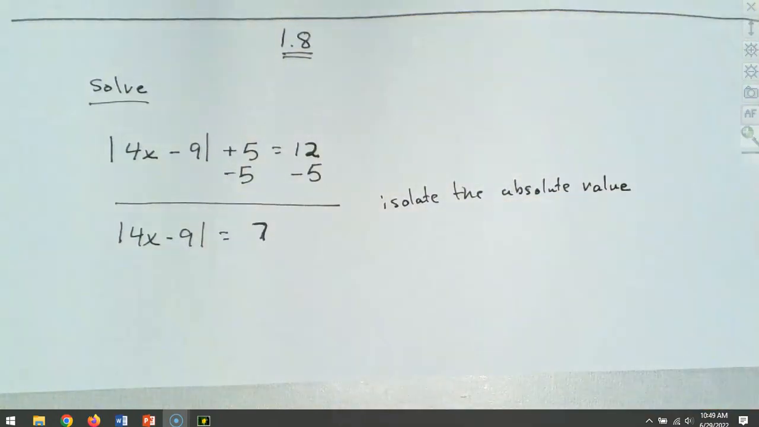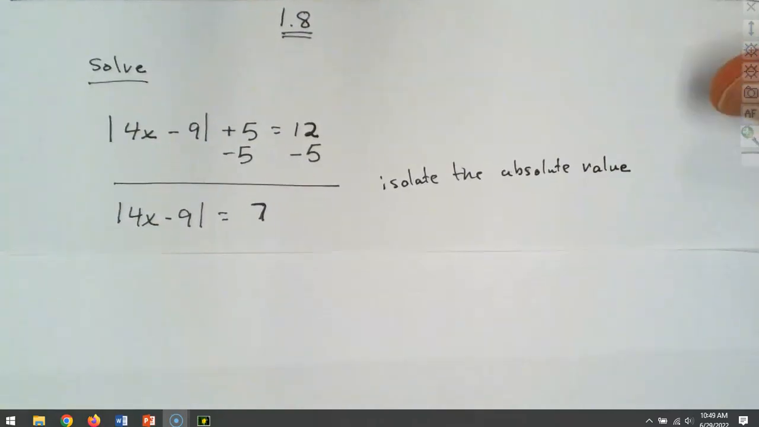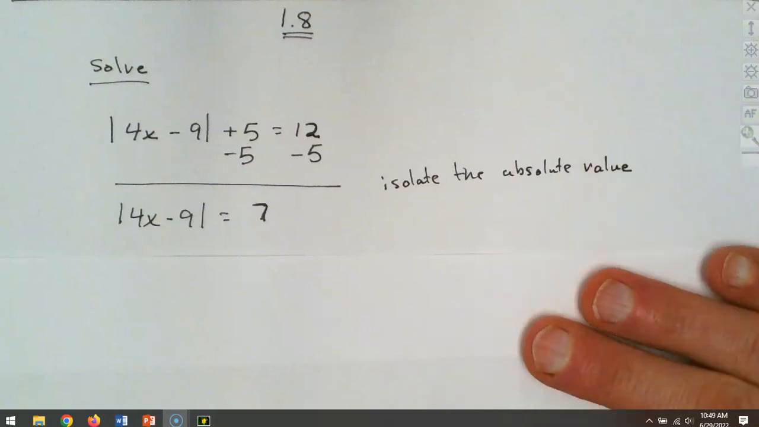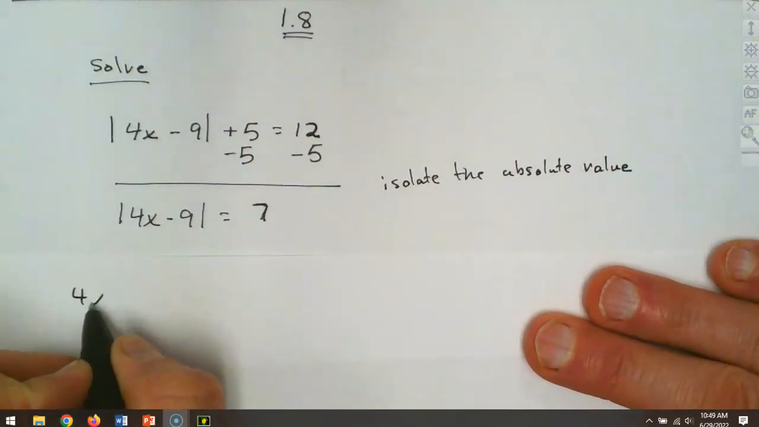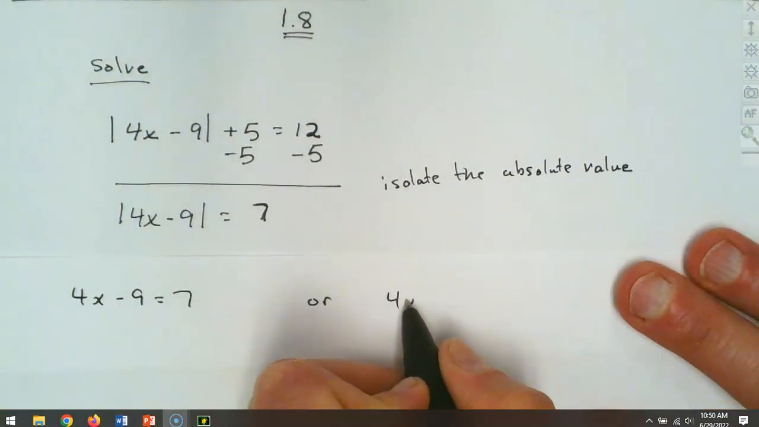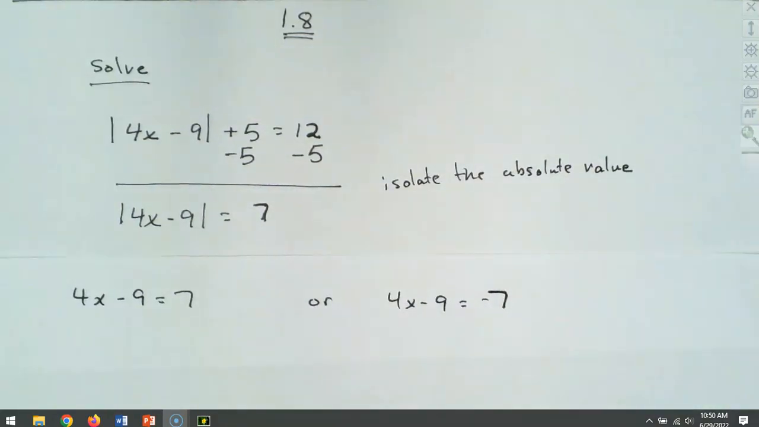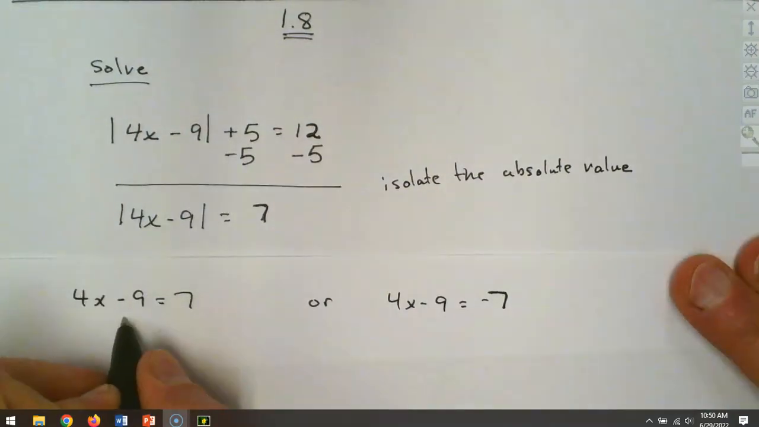Now, once we've got that absolute value isolated, then remember we have two numbers that will make it work. We have the number that makes it a positive 7, and the number that makes it a negative 7. So now we solve 4x minus 9 equals 7, or 4x minus 9 equals a negative 7. We have two different numbers that are going to make it work. Once you've got the absolute value by itself, you just simply solve each one.